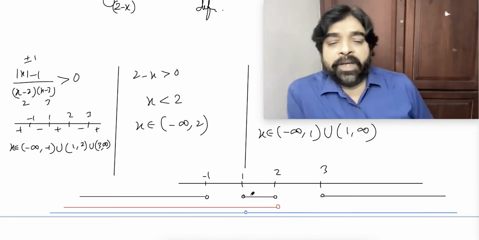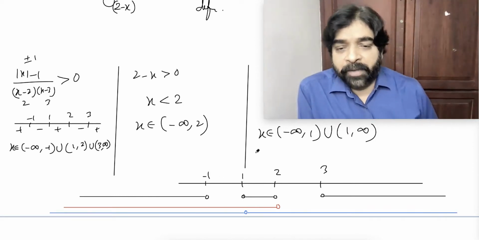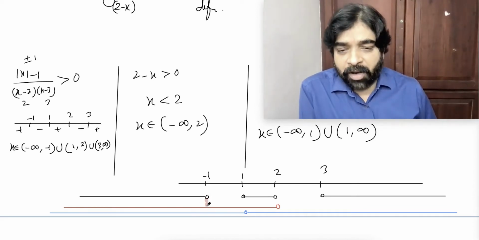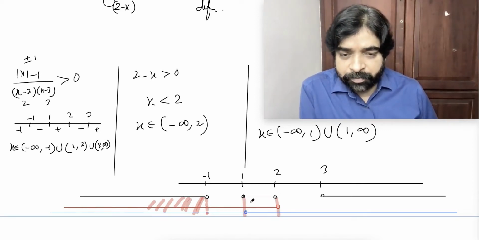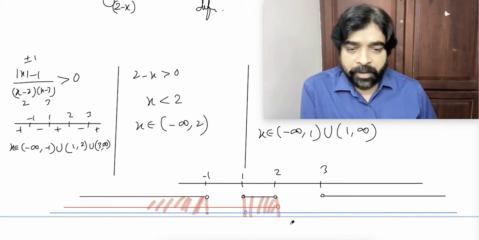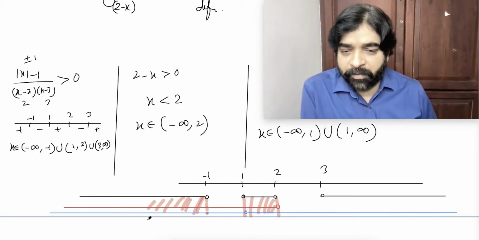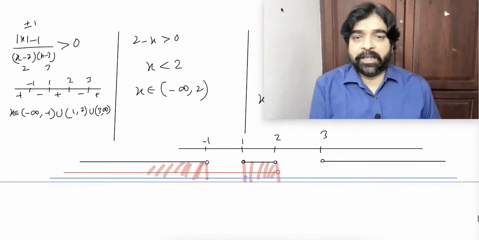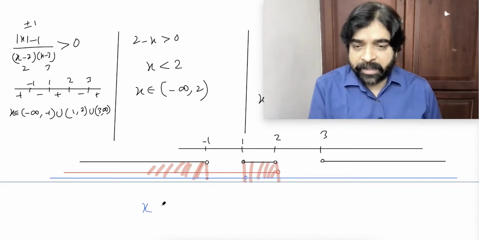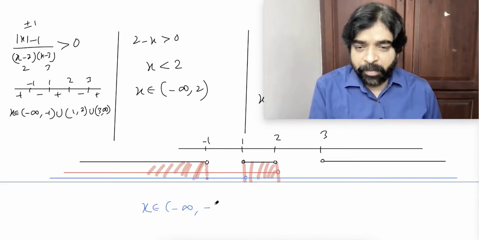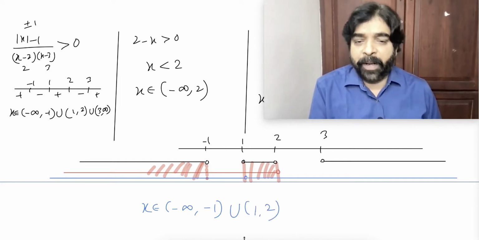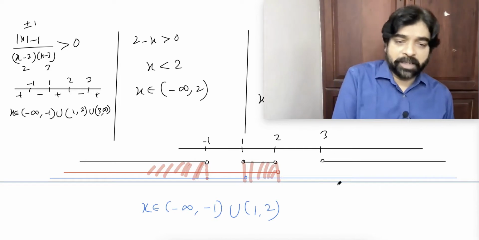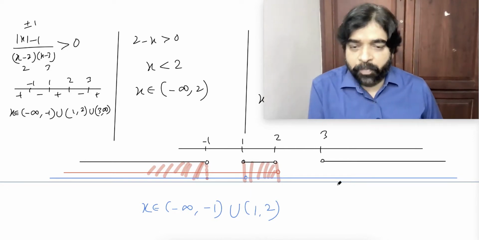I want the 3 lines to be common. If you see very carefully, 3 lines are common before this, and 3 lines are common here also. Here no, here 2 lines only, here 1 line only, that's all. So the final answer will be x element of minus infinity to minus 1 open union 1 open to 2 open. This will be your answer. I guess so.